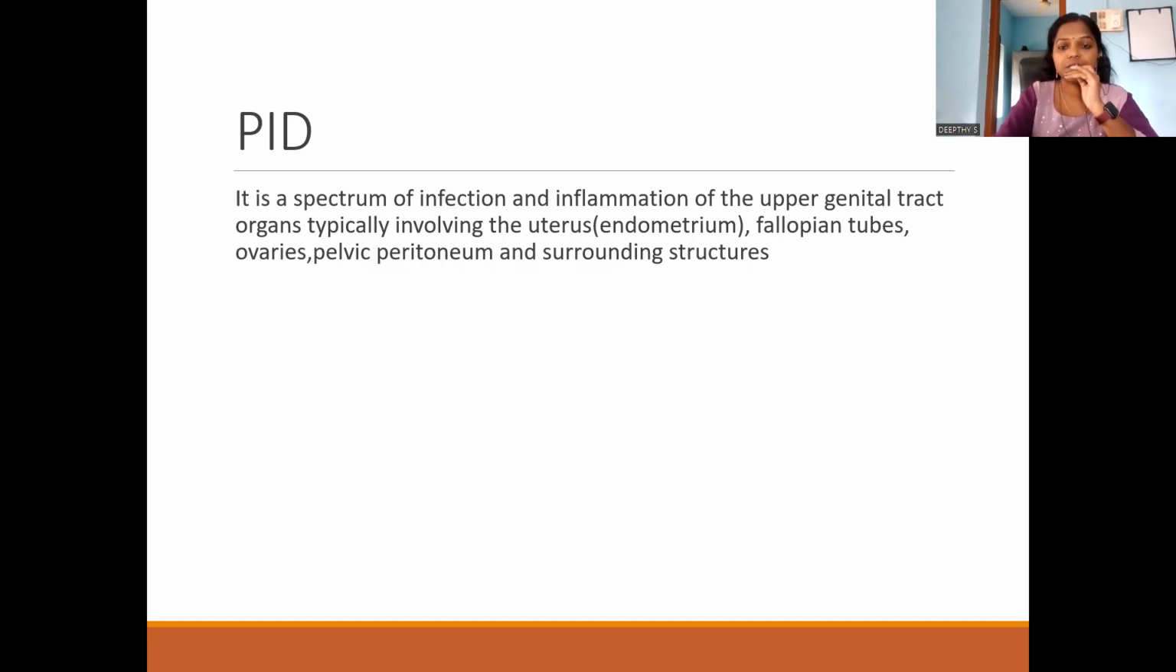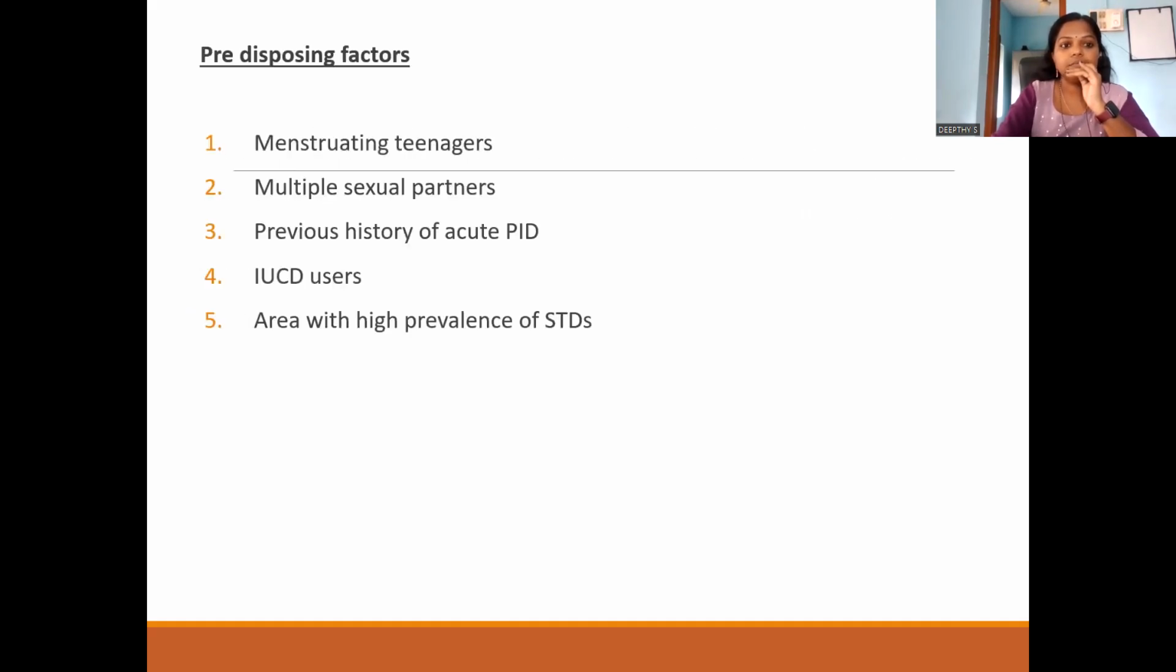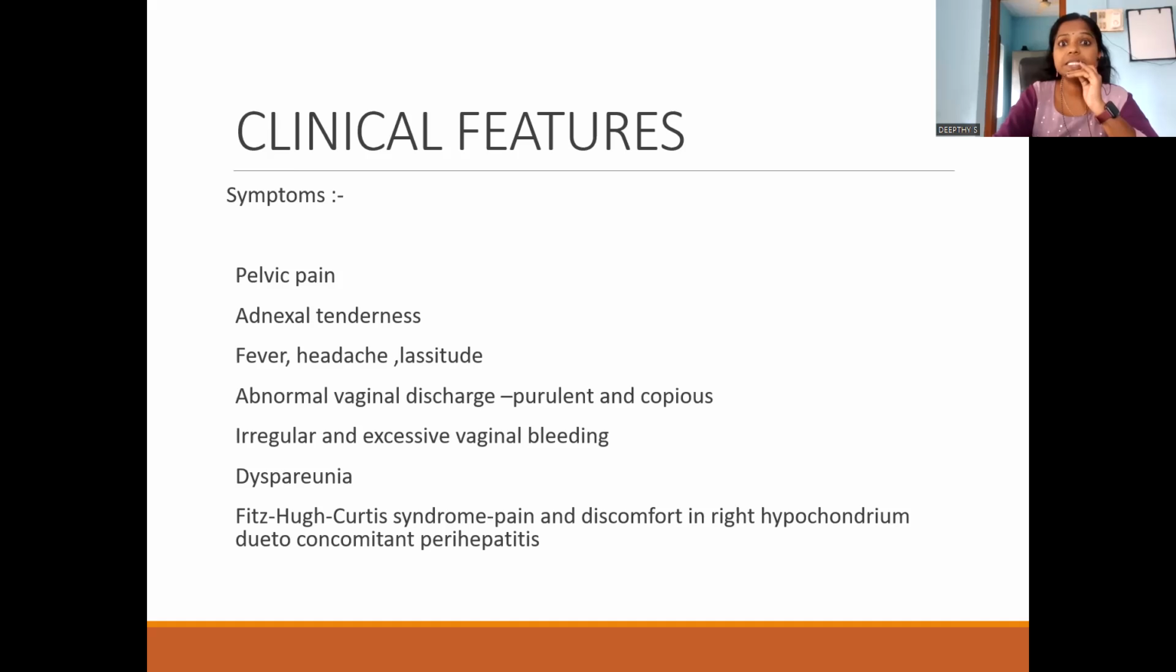If there is any infection in the uterus, fallopian tube, ovaries, pelvic peritoneum, and surrounding structures, it produces inflammation of the upper genital tract, and we call it a pelvic inflammatory disease condition. So the symptoms of this PID are: we can see pelvic pain, adnexal tenderness, almost similar to the symptoms of Paithiki yoni vyapath. Pain is there, adnexal tenderness. Then fever, we can see in both. Fever, headache, lassitude. Then abnormal vaginal discharge, purulent and copious. It is almost the same as the Lakshanas of Paithiki yoni vyapath.